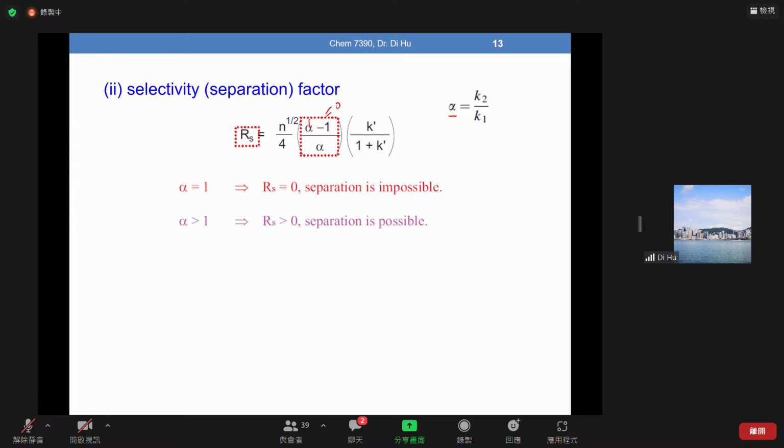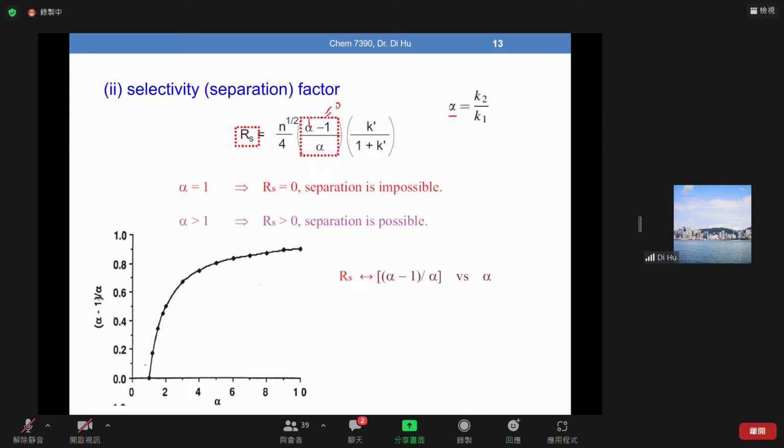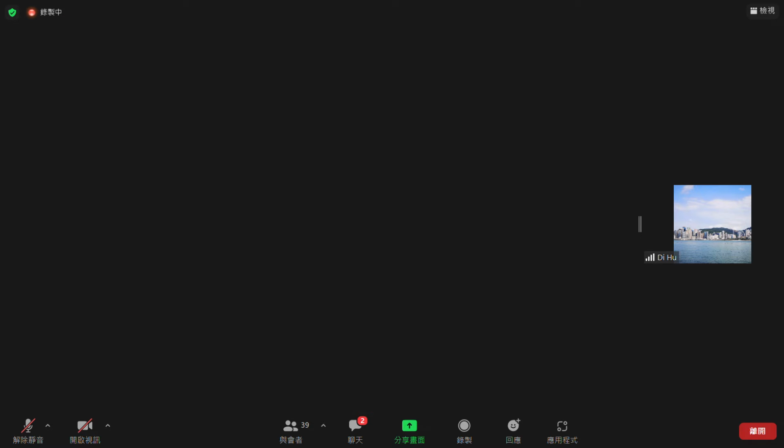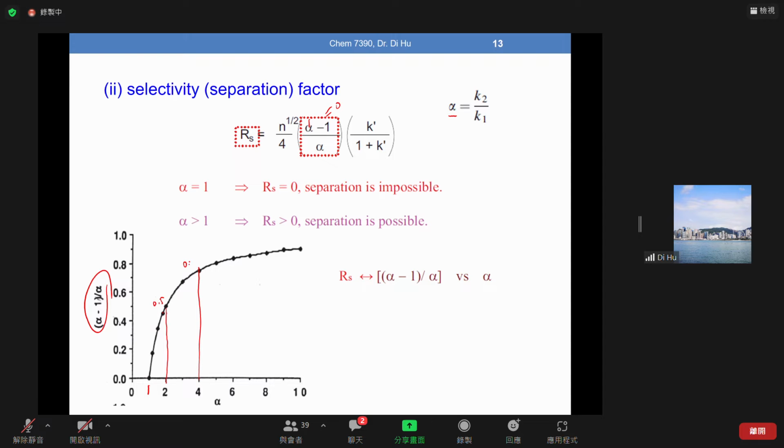So you want alpha to be larger than 1, so k2, the one eluted after k1, and then separation can be possible. If we put the numbers in, we can see that when alpha equals 1, this term, the selectivity factor, equals 0, but when alpha equals 2, it is equal to 0.5, right? It's here, 0.5. If alpha equals 4, then it is already equal to 0.75.